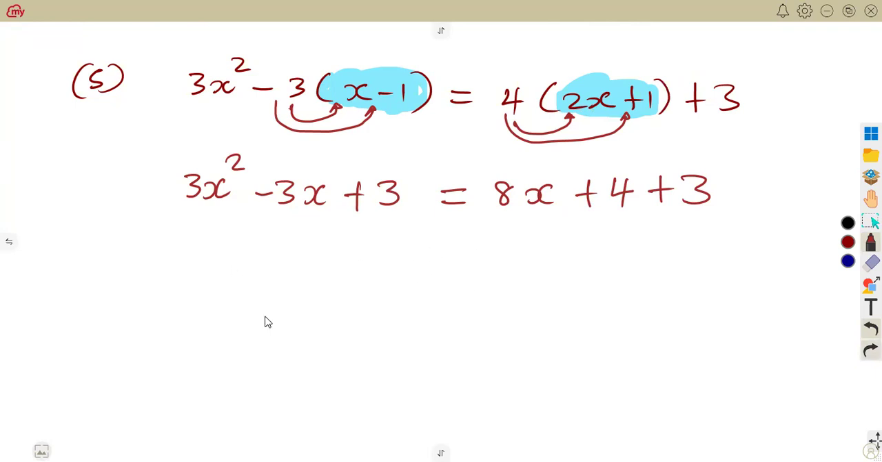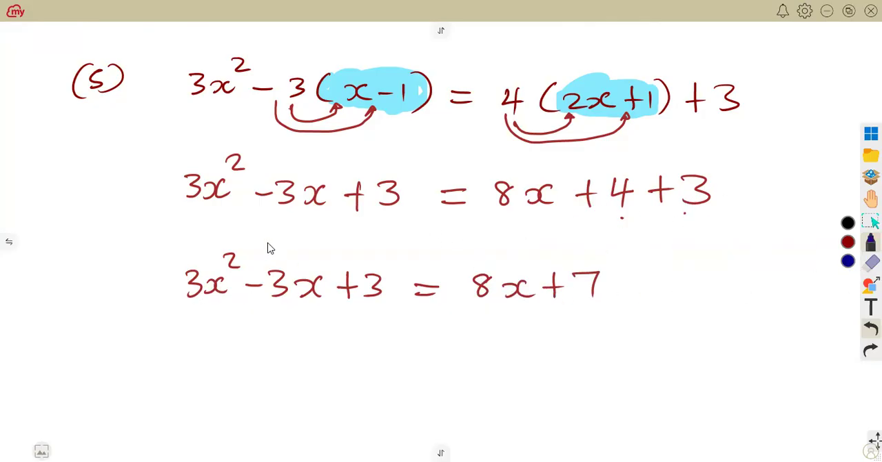So you have to consider the like terms. All right, let's work with the left-hand side. On the left-hand side, there is nothing common. But if you consider the right-hand side, we can add these numbers 4 and 3, which gives us a 7. 4 plus 3, that's a 7.